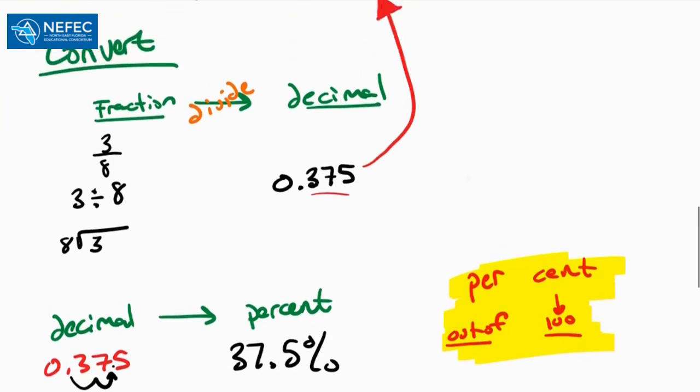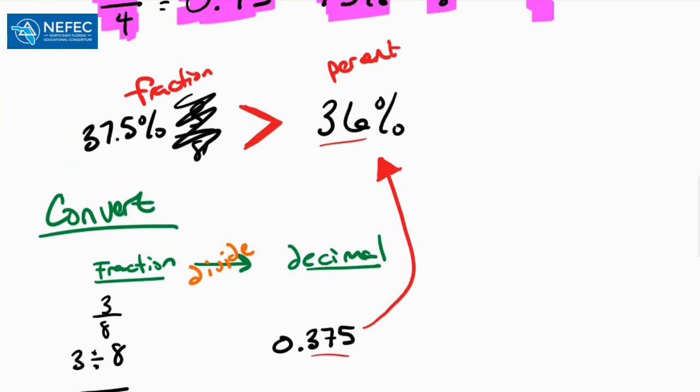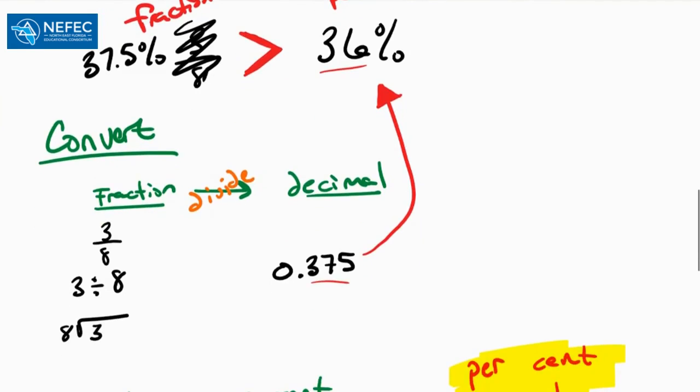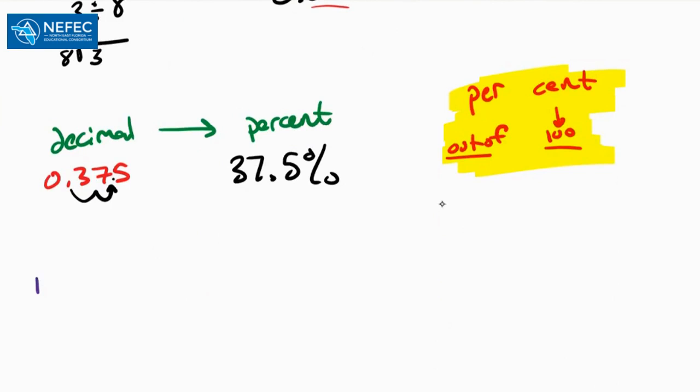So we have 37.5%. Now we can compare, instead of thinking of it as 3/8, 37.5% is greater than 36%. So once they are in the same form, it's a little easier to compare. Now we could also convert the other way if we needed to, a percent to a decimal. We would just do the reverse.